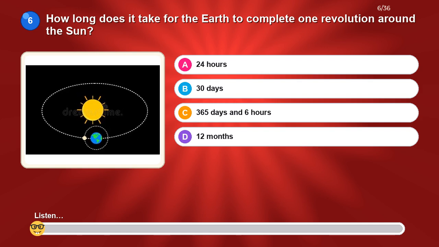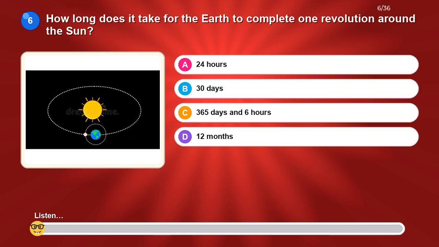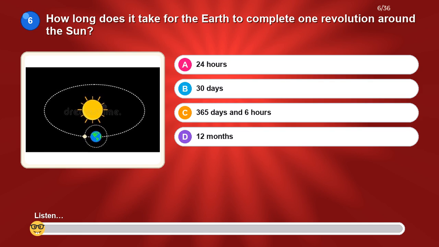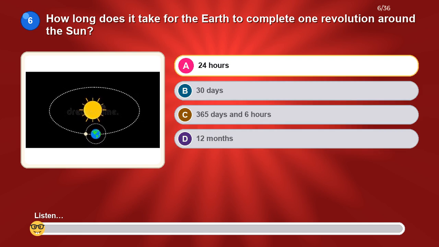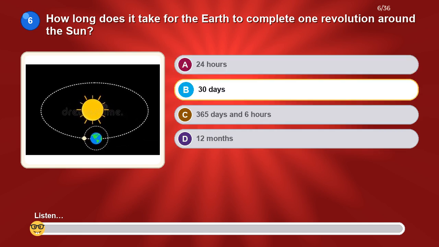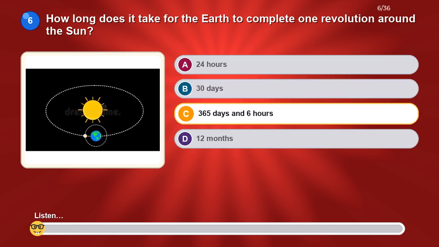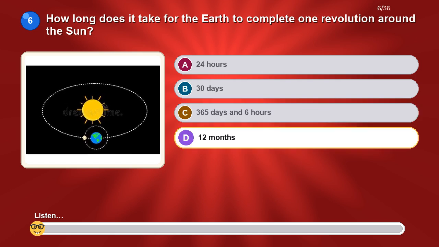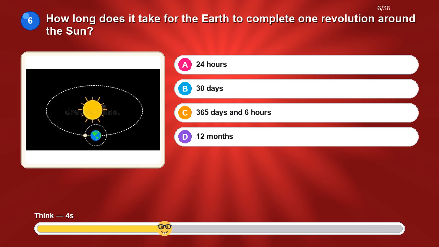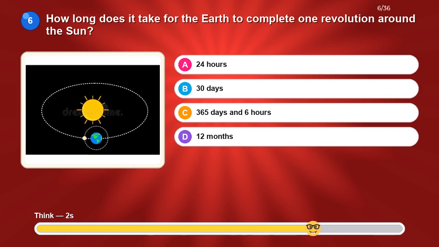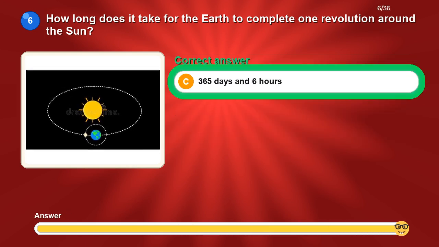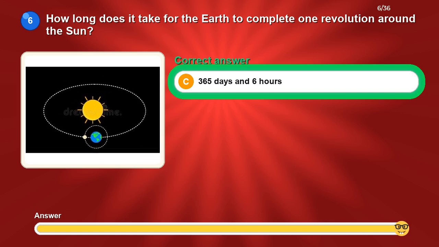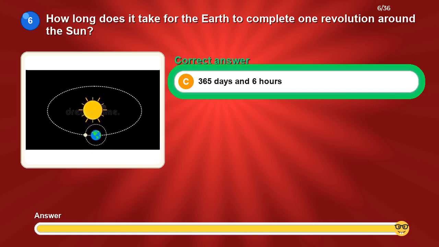How long does it take for the Earth to complete one revolution around the Sun? Option A. 24 hours. Option B. 30 days. Option C. 365 days and 6 hours. Option D. 12 months. The correct answer is 365 days and 6 hours.